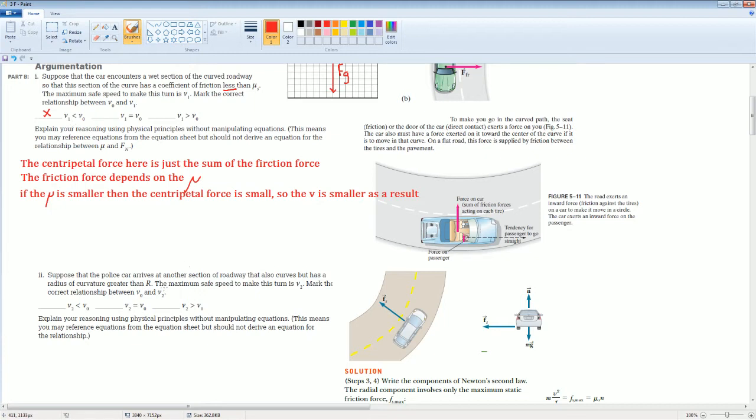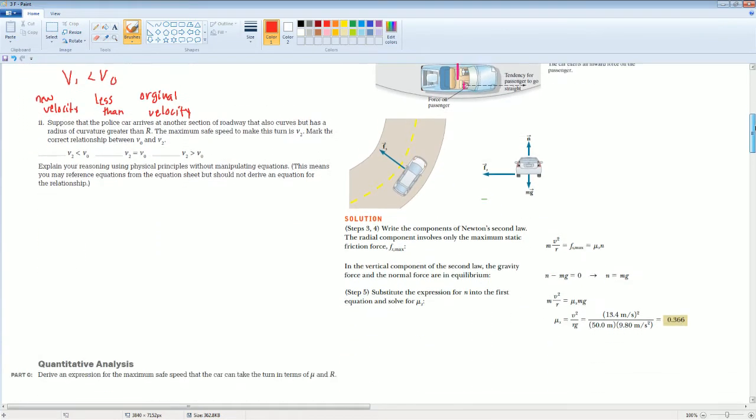All right. So please understand that this translates to new velocity, this is the less than symbol, original velocity. There you go. Good. All right. Next part.